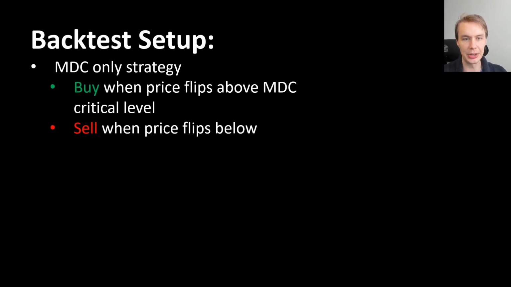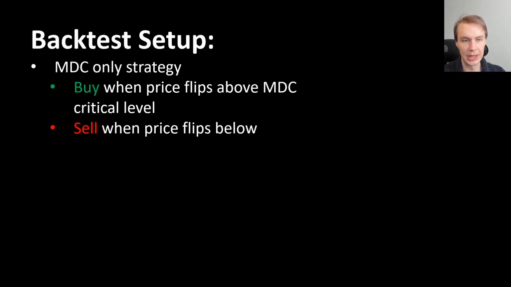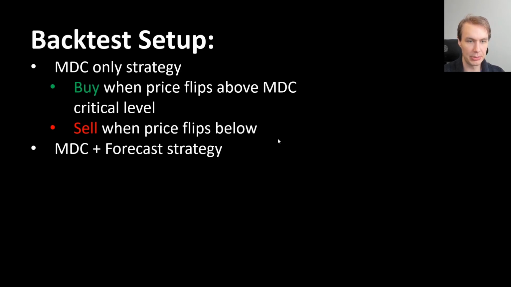So we talked then about the backtest setup. We're going to have two different strategies that we compare against each other. First, an MDC-only strategy, where we only rely on the market direction classifier. Basically, you buy the asset, in this case Bitcoin, when the price flips above the MDC critical level. Going back over here, if price flips above the critical level, you get bullish, you buy. If it flips below the critical level, you get bearish and you sell. And actually, in this strategy, you're not only going to sell, you're also going to short. So it's sell and short when price flips below.